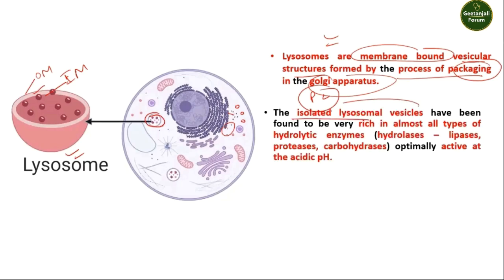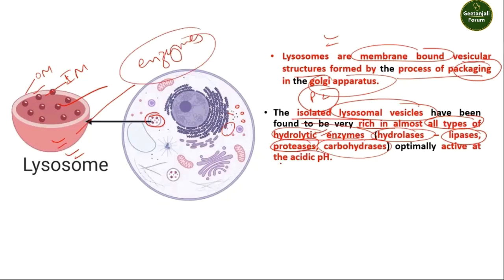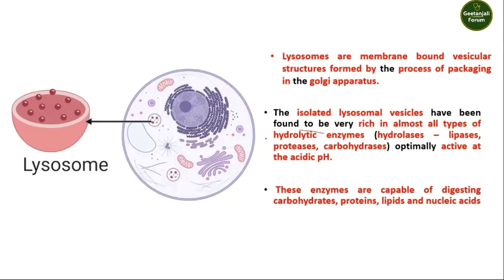So isolated lysosomal vesicles are rich in almost all types of hydrolytic enzymes. They contain hydrolytic enzymes, for example hydrolases like lipase, protease, carbohydrase. These are all found inside the lysosomes. So basically lysosomes contain enzymes and they are active in acidic pH. It means when there is acidic pH inside the cell, acidic pH means less than 7 pH, in acidic pH these lysosomes are active. The hydrolytic enzymes found inside lysosomes are capable of digesting carbohydrates, proteins, lipids and nucleic acids. They can digest all these.